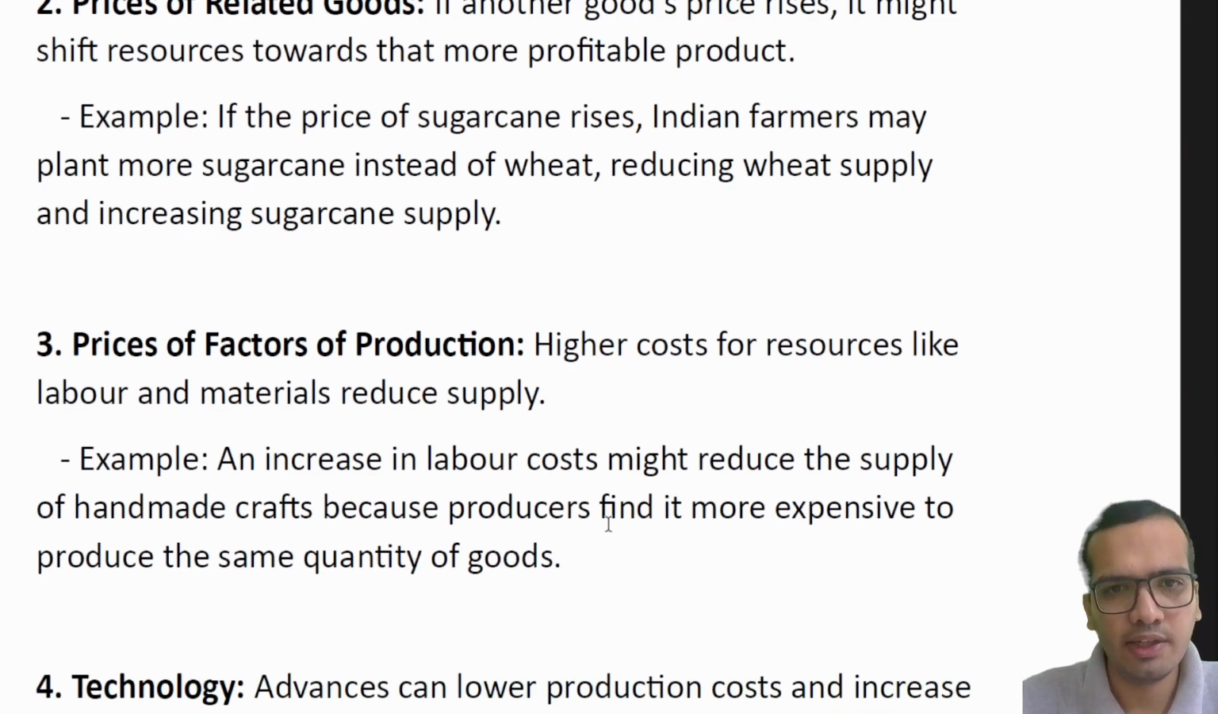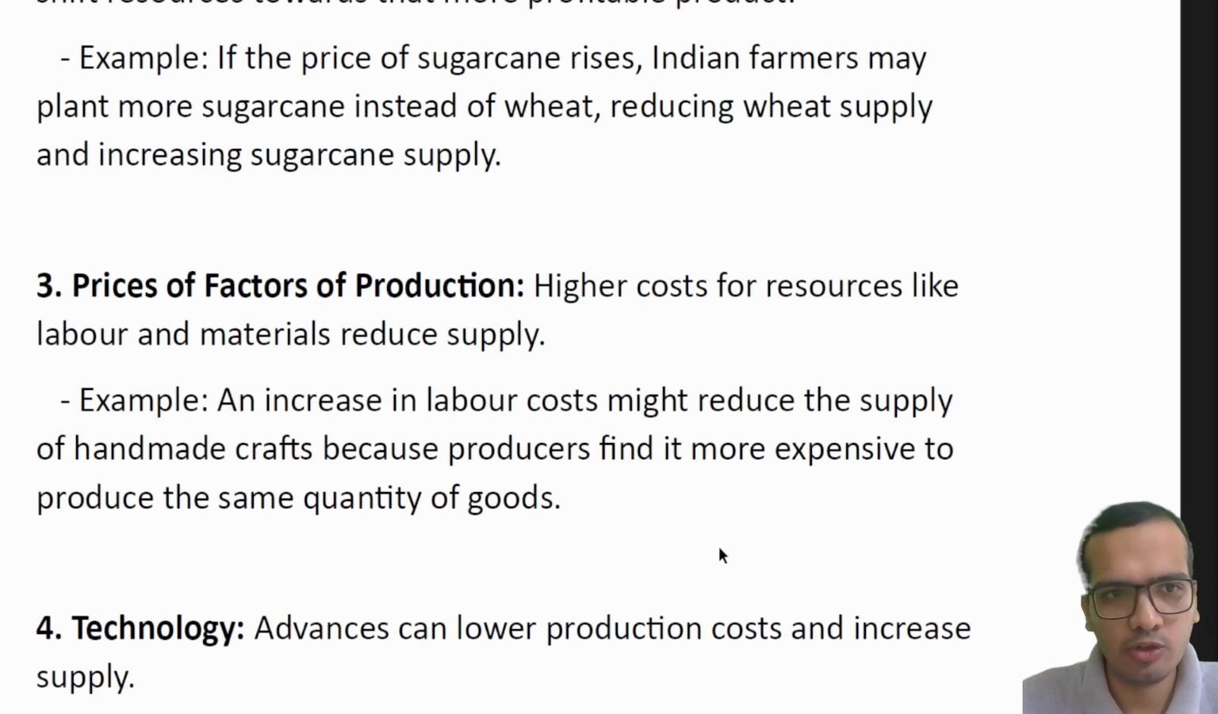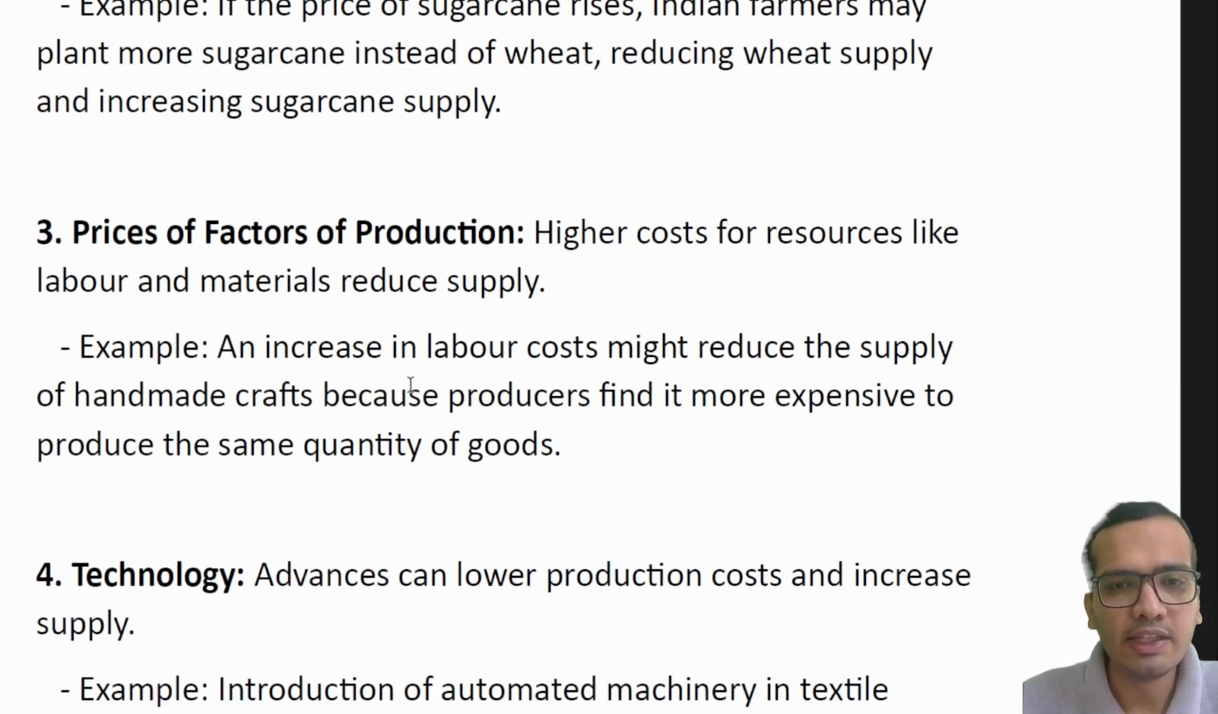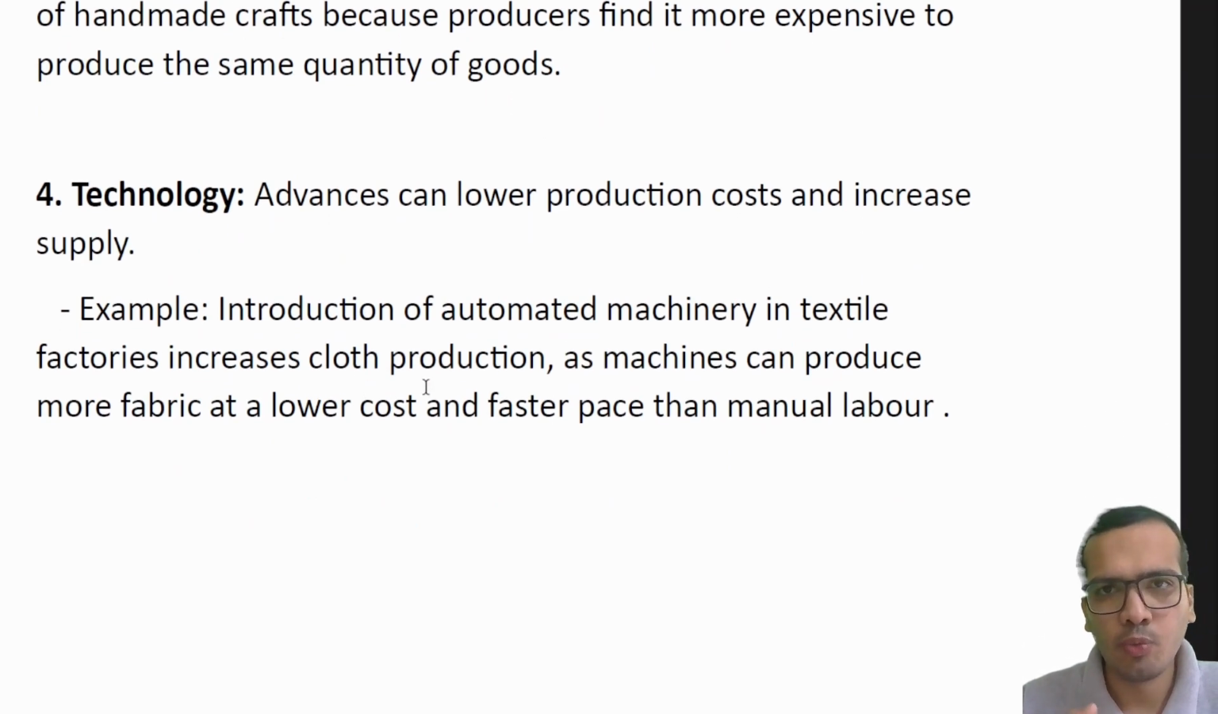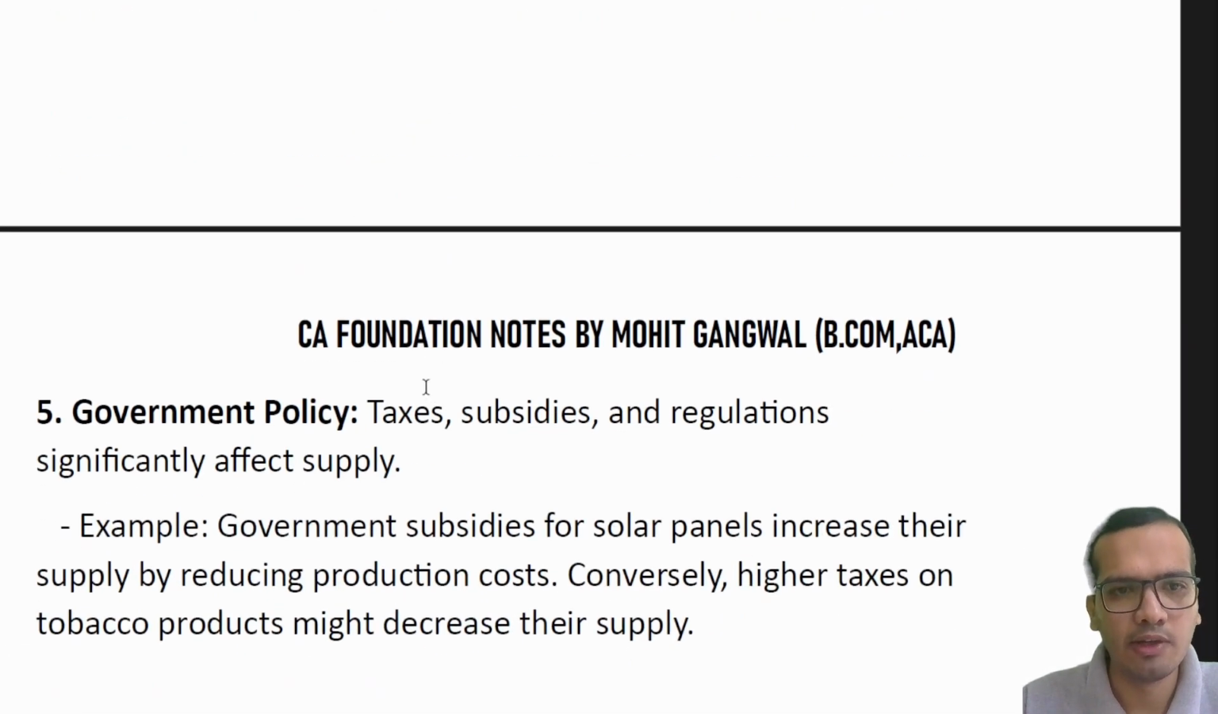Third, price of factors of production. Higher cost for resources like labor and material reduces supply. Example: an increase in labor cost might reduce the supply of handmade crafts because producers find it more expensive to produce the same quantity of goods. So it's a price effect. Fourth, technology. Advances can lower production cost and increase supply. Example: introduction of automated machinery in textile factories increases cloth production, as machines can produce more fabric at a lower cost and at a faster pace than manual labor.